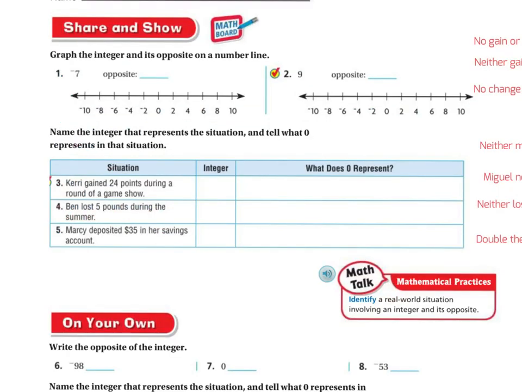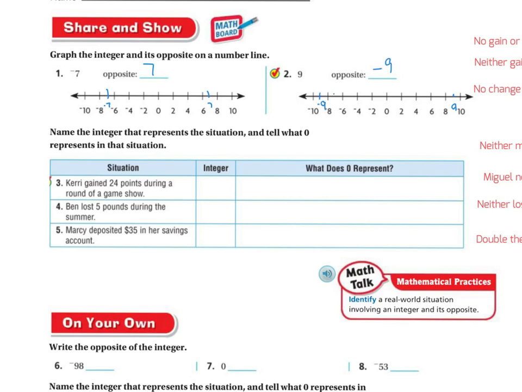Okay, let's graph the integer and its opposite on the number line. So we have negative 7, which is right in between there. So negative 7. And when I graph it on the number line, the opposite's going to be 7. So 9 is about right here, and the opposite is going to be negative 9.